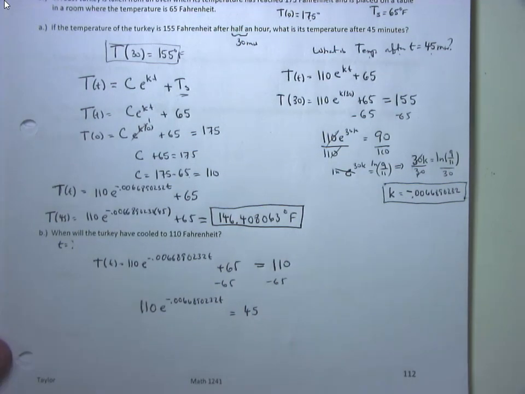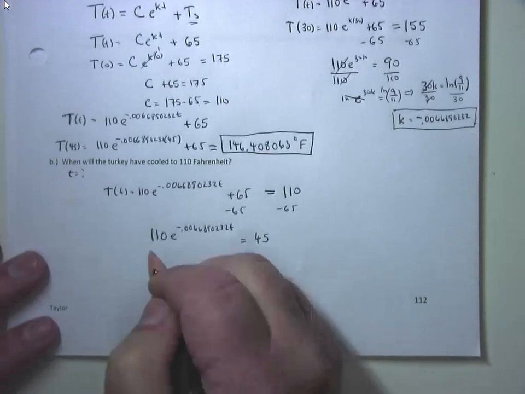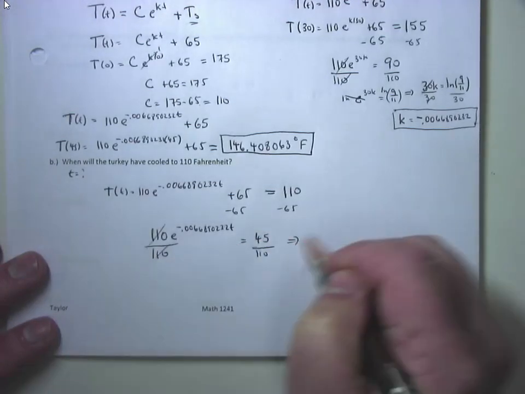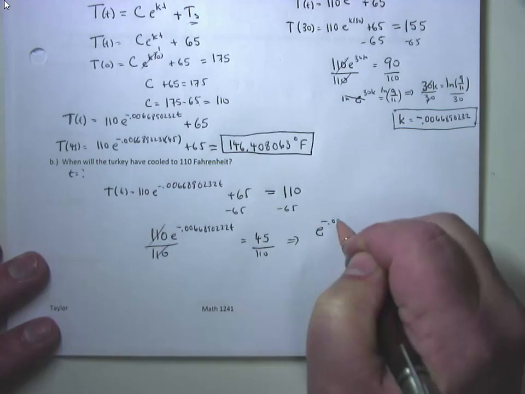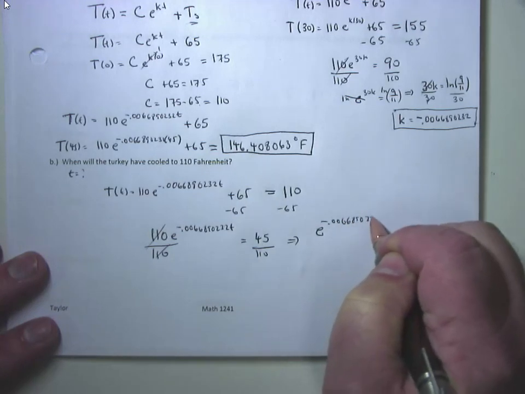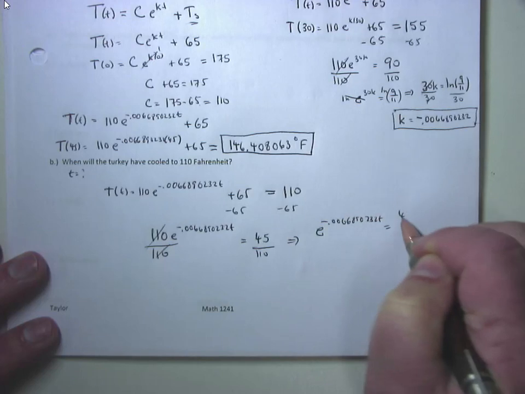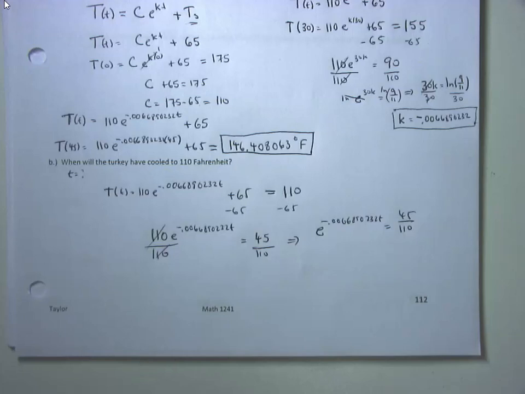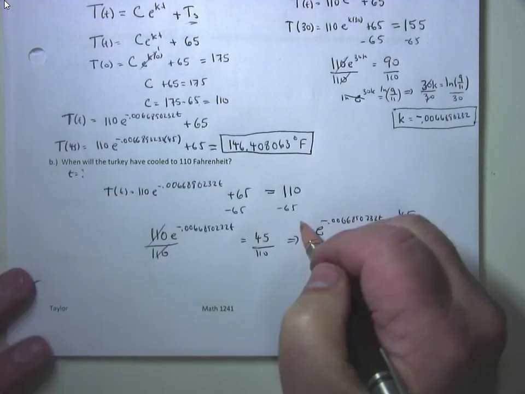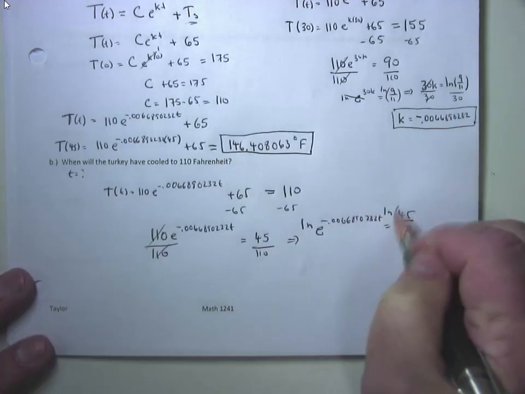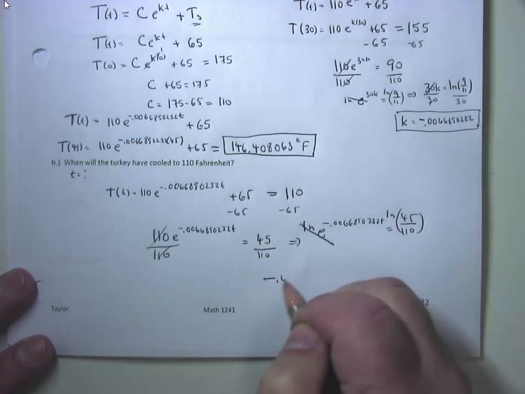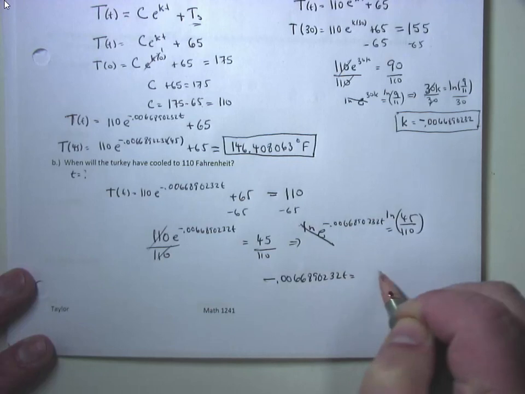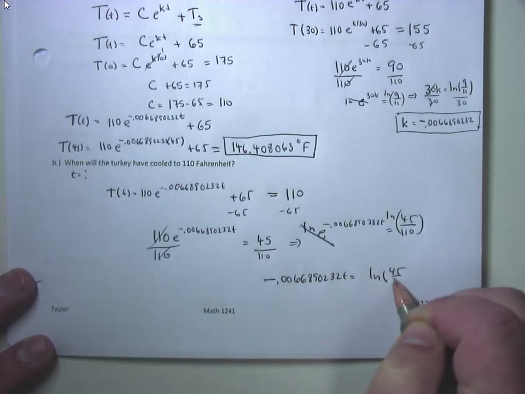My next move, divide by 110. This gives me e to the negative 0.0066890232 t equals 45 over 110. Now what's my next move? To get rid of that e and bring down that exponent so I can solve for it. Natural log both sides. Gives me negative 0.0066890232 t equals the natural log of 45 over 110.